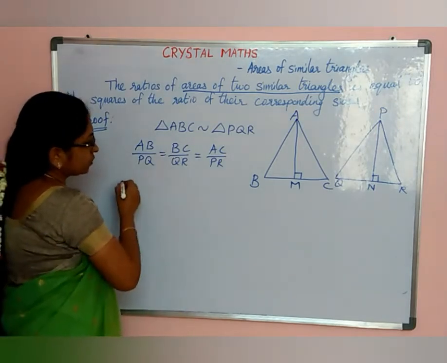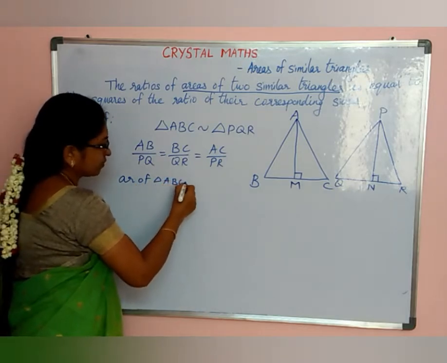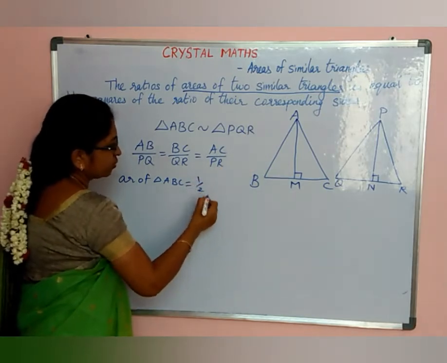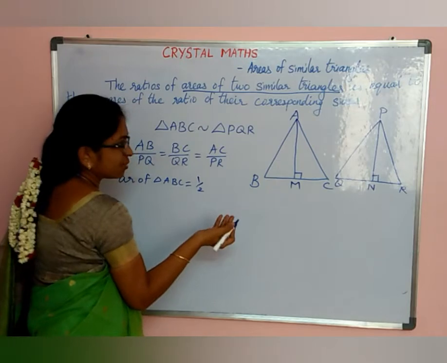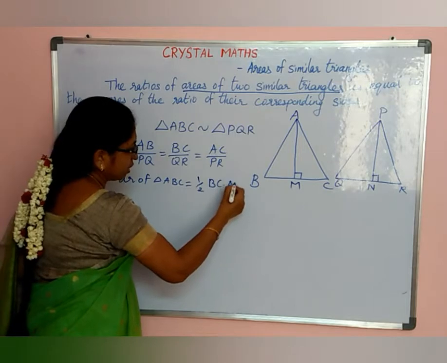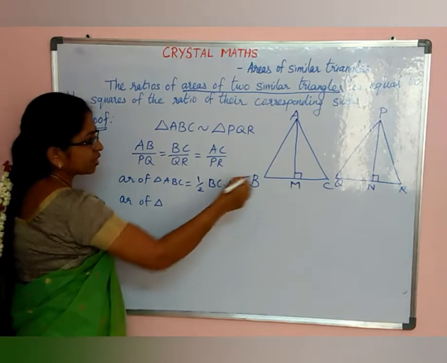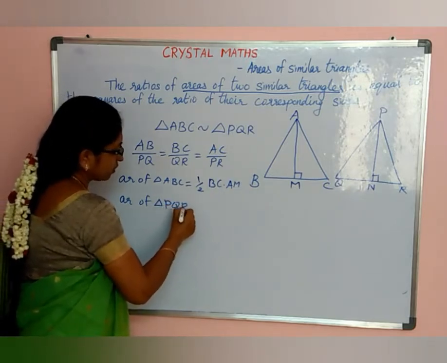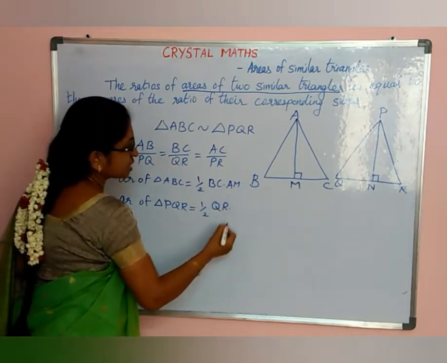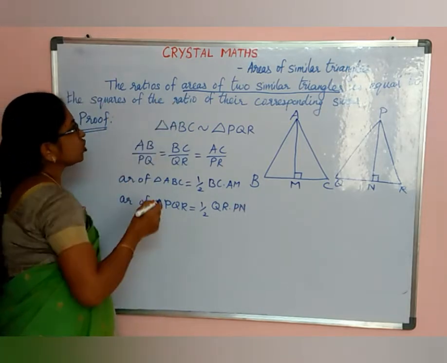Now, area of triangle ABC is half into base into height. Height is nothing but the altitude of the triangle, which is AM. So, half into BC into AM. And area of triangle PQR equals half into base QR and its altitude PN. And the question is to find the ratio of these.